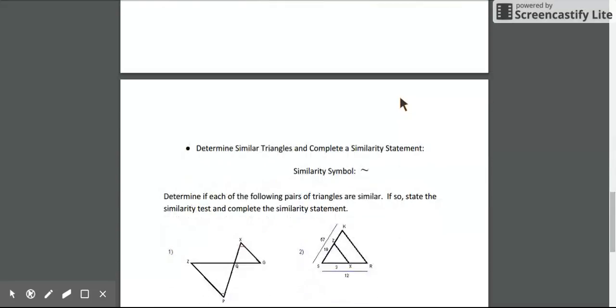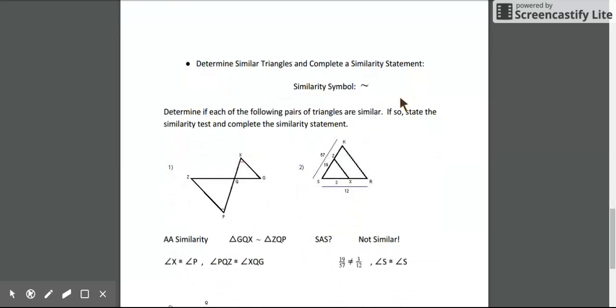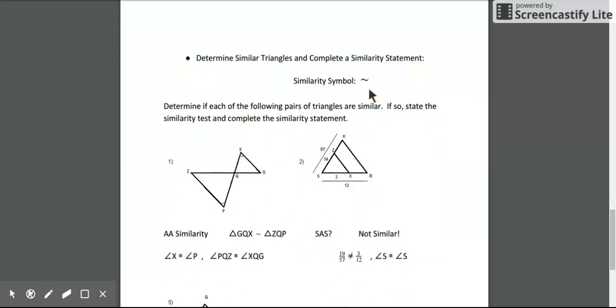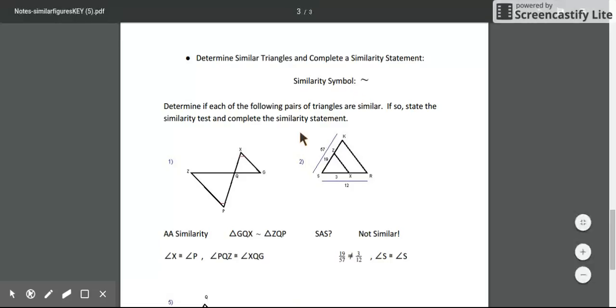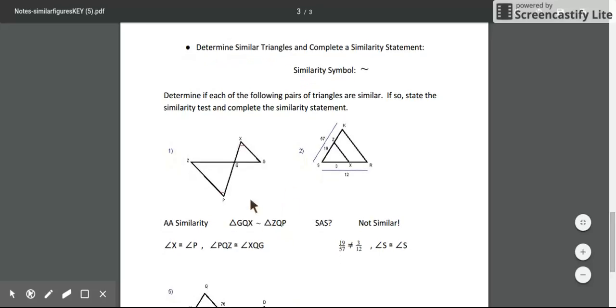Let's see a couple examples here. We're going to use a similarity symbol when we say that two shapes are similar, and we're going to make sure that when we name the similar shapes that all of their pieces are written in the same corresponding order in the name. So when we name the two triangles that are similar, we're going to make sure that each of their pieces are corresponding and written in the same order when we say their similarity statement.